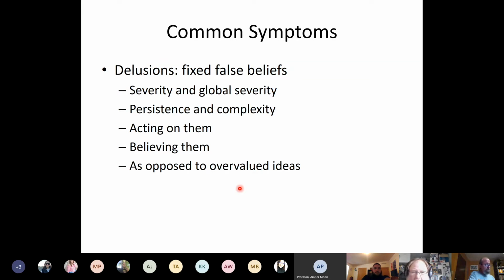Prefrontal cortex. Fixed false beliefs. May or may not be influenced by them. Persistent for weeks to months. Questions about the beliefs. Yeah, severity, delusion, global severity. Account for their persistence, how complex they are. Because if the Jehovah's Witnesses are after me, it's just pretty one line. They're after me via the movies that I see, via the fillings in my teeth. That's getting more and more complex, and how much they act on them.